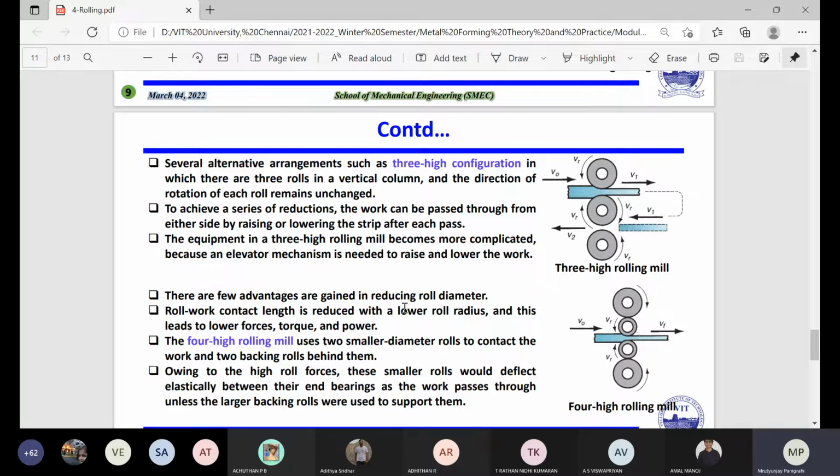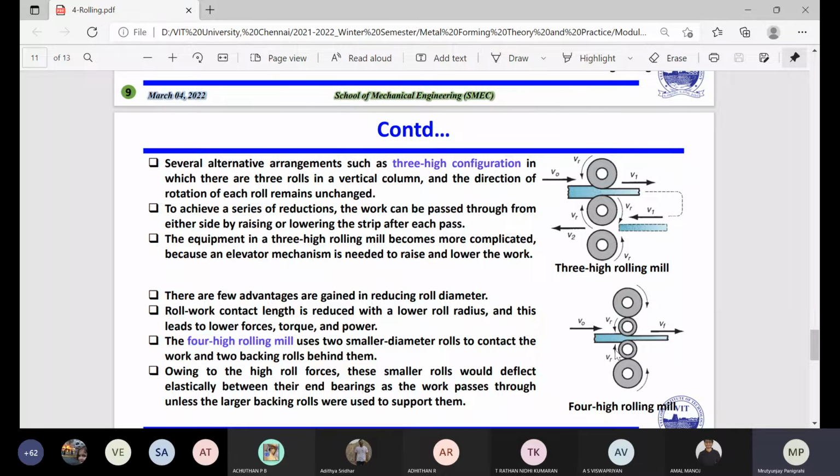So there are a few advantages when you are reducing the roll diameter. Roll-work contact length is reduced with a lower roll radius, and this leads to lower force, torque, and power. So that means whenever you think about the other parameters, you have to think about the forces, the torque, and the power. If you are decreasing them, then why not go for the smaller roll? So to decrease the force, torque, and power, there is a chance to decrease the roll diameter.